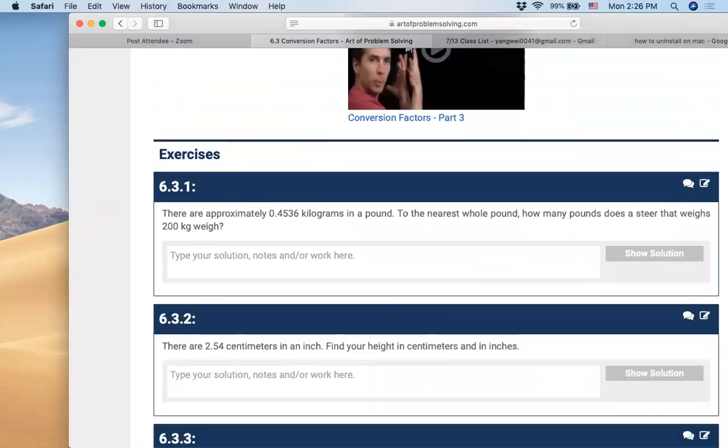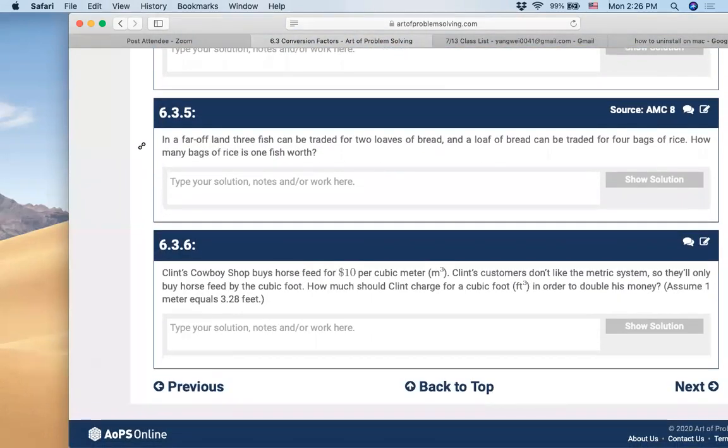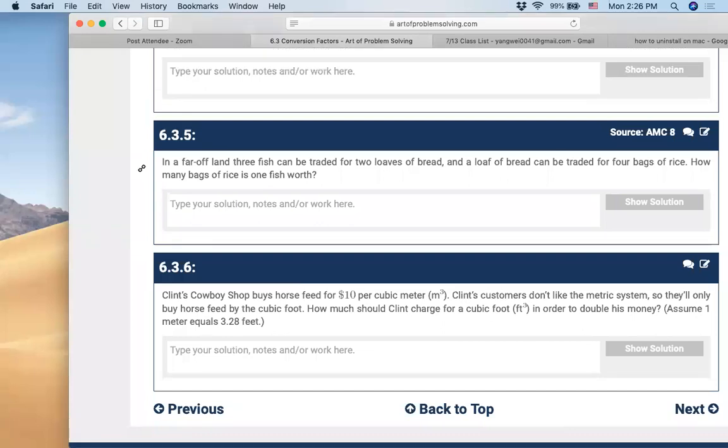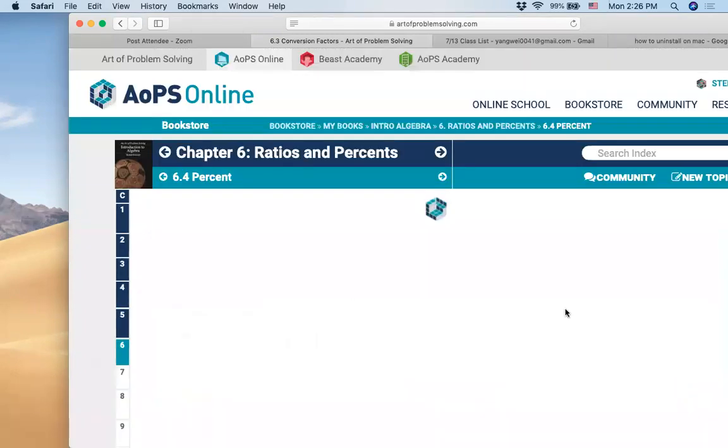Okay, now we finished this section. This exercise problem from 6.3.1 to 6.3.6, that will be your homework, okay?